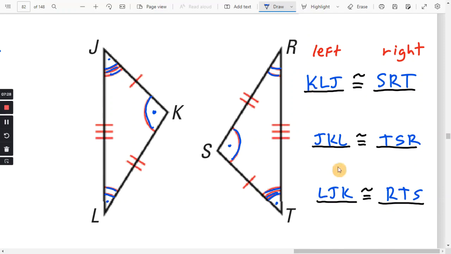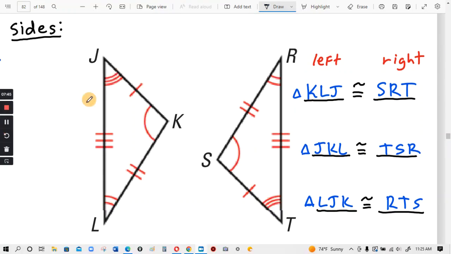You can mix up the letters on both sides. And of course, if you want, you can put the triangle symbol in the front. I left that off because I didn't have room, but if you want to say it's a triangle, you can put the triangle symbol in front. So please pause for a moment and see if you can match up the sides that are congruent.